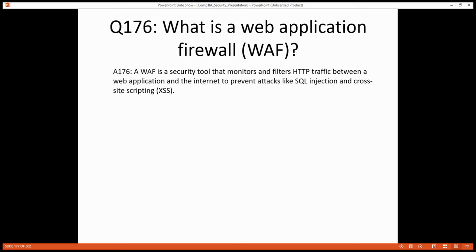Q176. What is a web application firewall, WAF? A176. A WAF is a security tool that monitors and filters HTTP traffic between a web application and the Internet to prevent attacks like SQL injection and cross-site scripting, XSS.